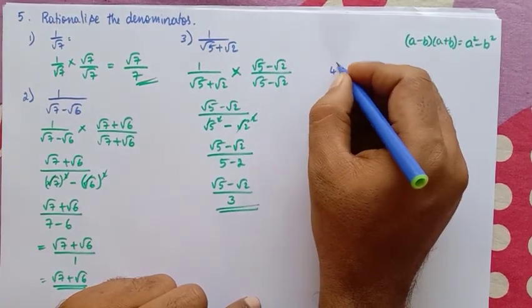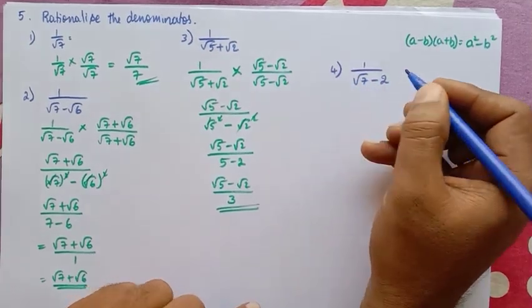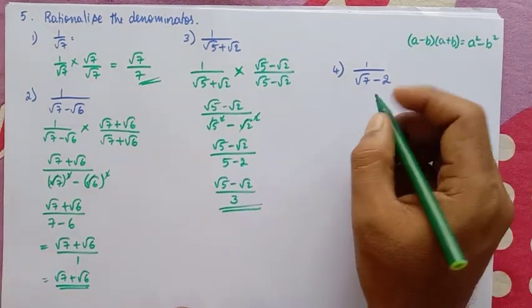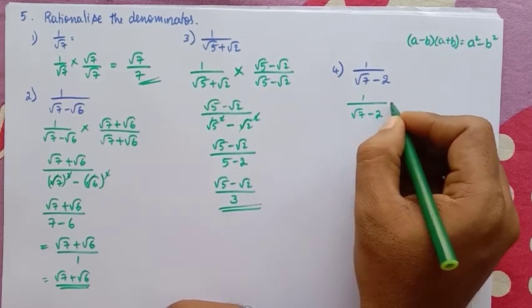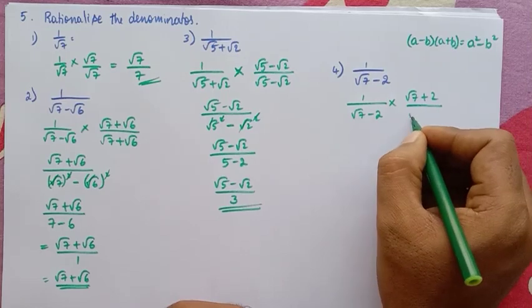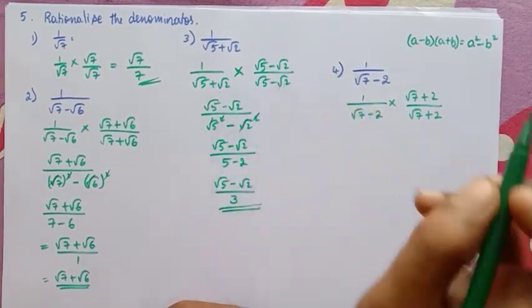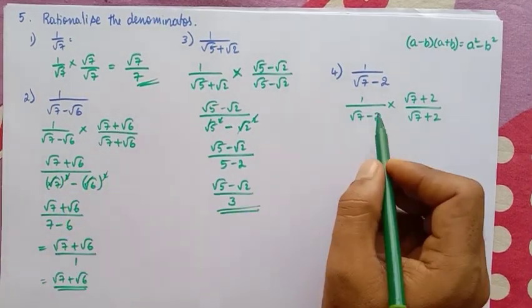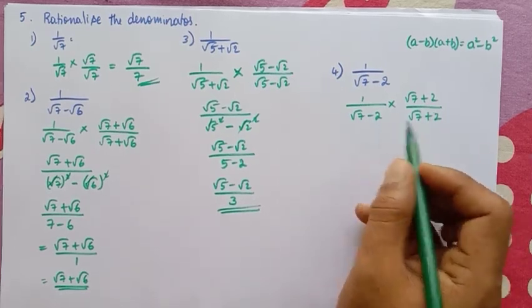And the last problem is the fourth one. 1 by root 7 minus 2. What happens here? 1 by root 7 minus 2 into root 7 plus 2 by root 7 plus 2. If there is plus, you should take minus here. Here minus was there, we have taken plus. Likewise here also minus was there, here plus. The same with the sign change.